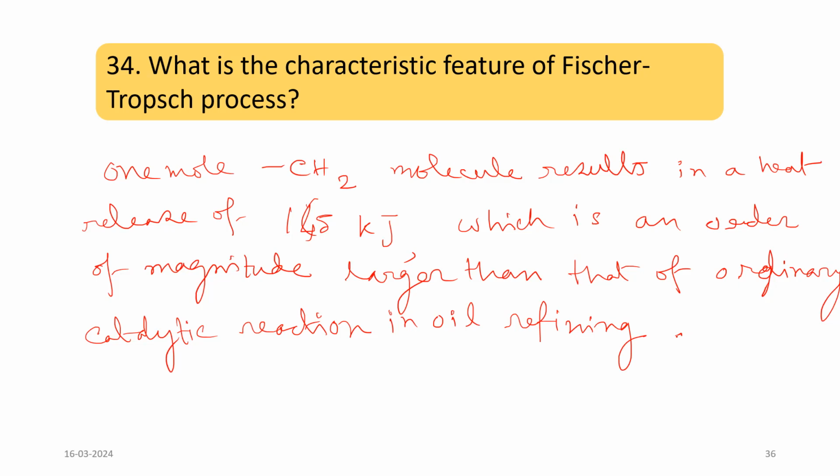Okay, so in an oil refinery also these alkanes and alkenes are produced, but the Fischer-Tropsch process releases a greater amount of heat, that is 145 kilojoules, which is an order of magnitude higher than the ordinary catalytic reactions in oil refineries. Okay, so a high amount of heat release is happening here. That heat could be used for many other purposes, which will be much more helpful, and that can lead to an autothermal reaction also, right? That is why the Fischer-Tropsch process has an advantage over producing alkanes in an oil refinery. This is the characteristic feature of the FT process.